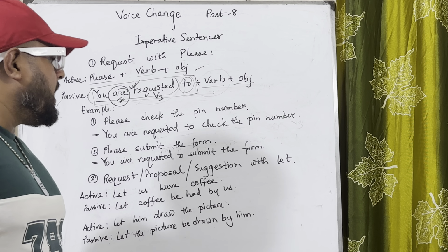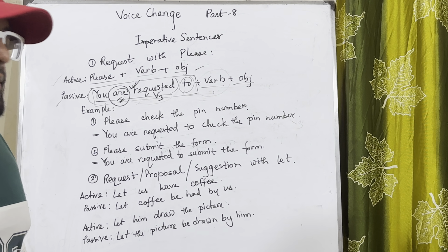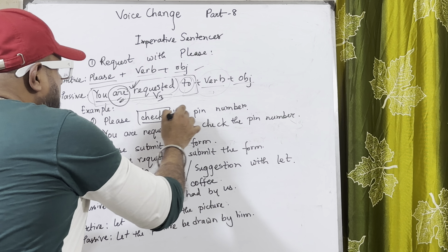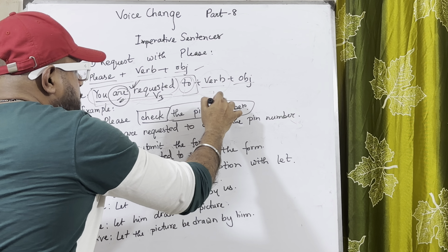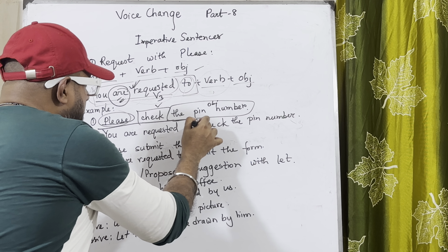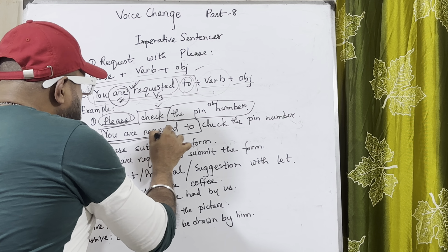Please check the PIN number. You are requested to check the PIN number. So "please check" is the verb, and "the PIN number" is a noun phrase, the object. Here, in place of "please", we have exchanged the word "please" with the clause "you are requested to". Check the PIN number: exactly the verb is the same along with the object, the similar thing.